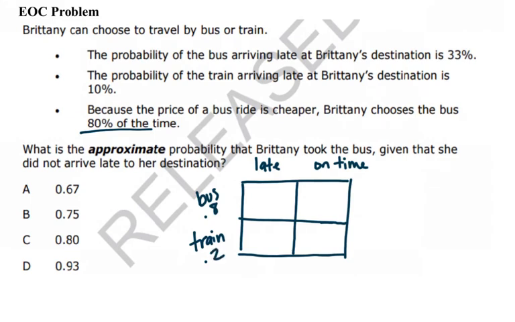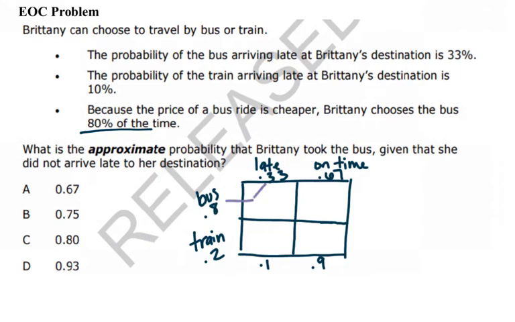The probability of the bus arriving late is 33%. The probability of a train arriving late is 10%. So this is a little weird to explain. So the train arriving late, 0.1. That means the bus arrives on time 67% of the time, and the train arrives on time 90% of the time. So what I'm going to do is kind of like a Punnett square, if you've ever taken biology.